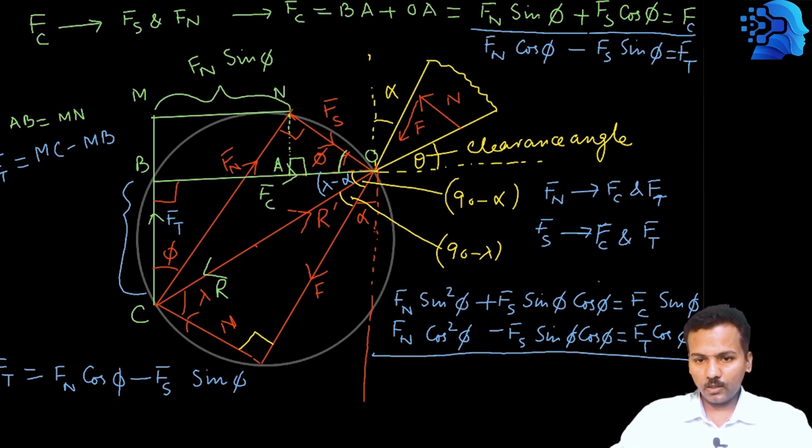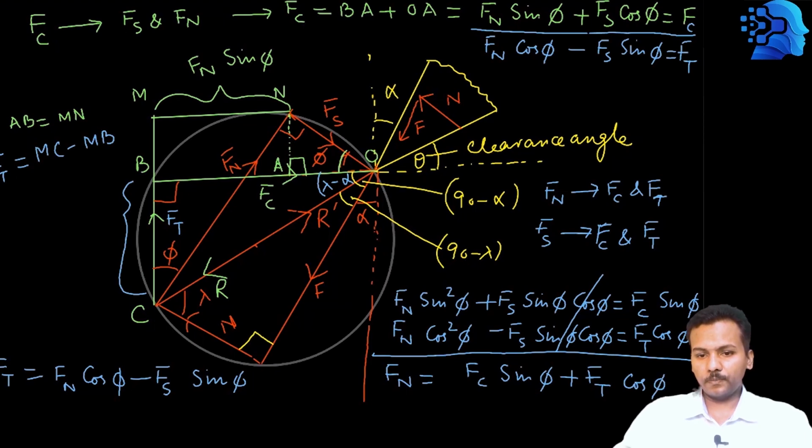Sum both equations, it will be equal to Fn sin square phi plus Fn cos square phi. Take the common Fn, sin square phi plus cos square phi equal to 1. It can be written as Fn equal to Fc sin phi plus Ft cos phi.